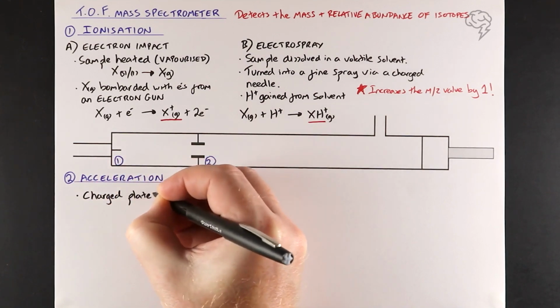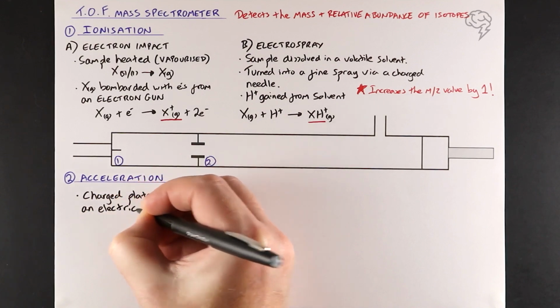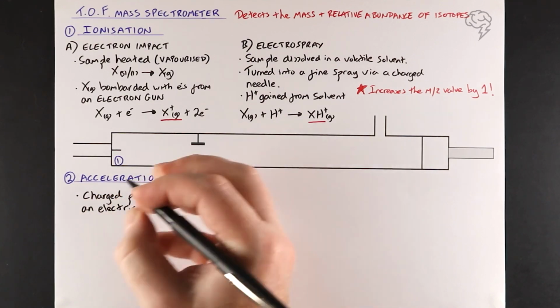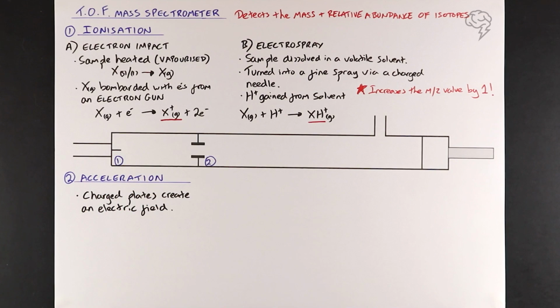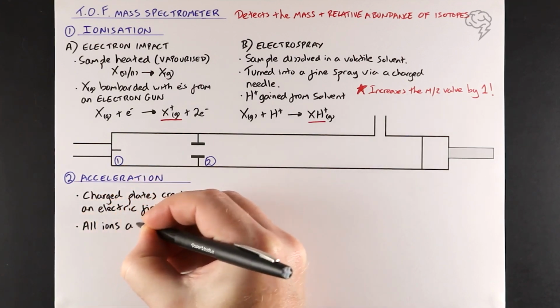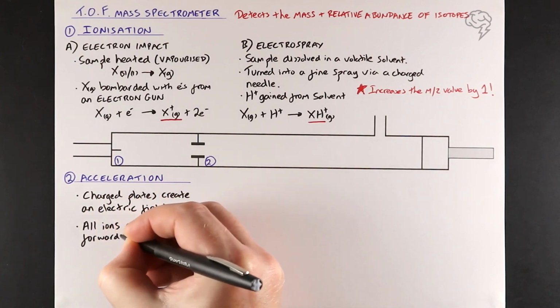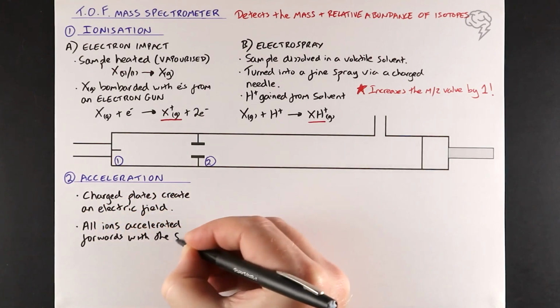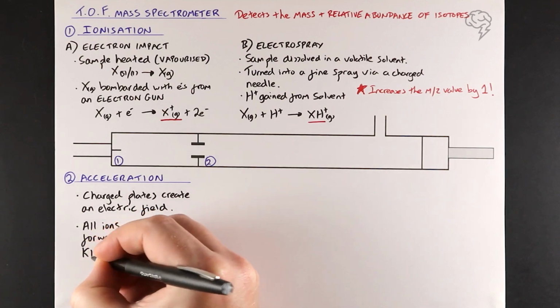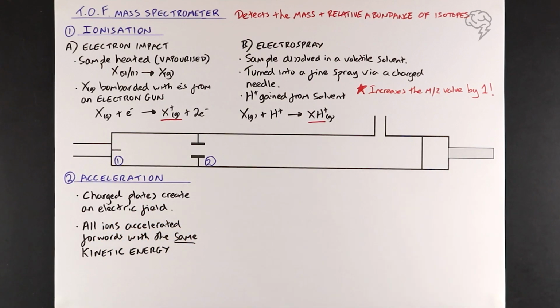Now those charged plates create an electric field. Of course, what we've got is an ionized sample. Everything's got a 1+ charge on it. So as soon as those get anywhere near our charged plates, they're going to be affected by it. When those ions get near that electric field, they are all accelerated forwards, but they're all accelerated forwards, and this is a massively important bit here, with the same kinetic energy. Okay, so they are all given exactly the same kinetic energy.